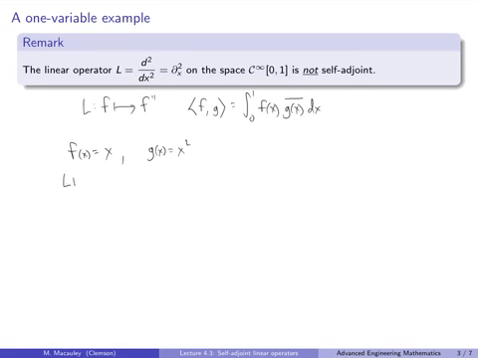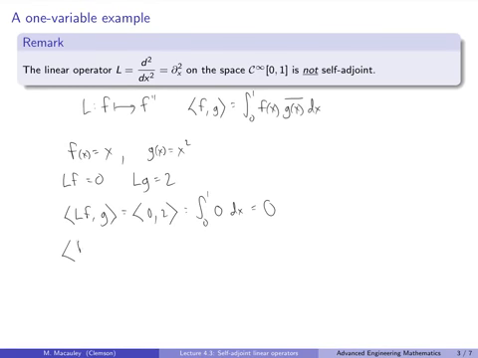Okay, so now Lf is a function. Lf is 0, and Lg, the second derivative, is equal to 2. So let's compute Lf dot g. That is the inner product of 0 and x squared, which is the integral from 0 to 1 of 0 times x squared, so 0 dx, equals 0. Is that equal to f dot Lg?